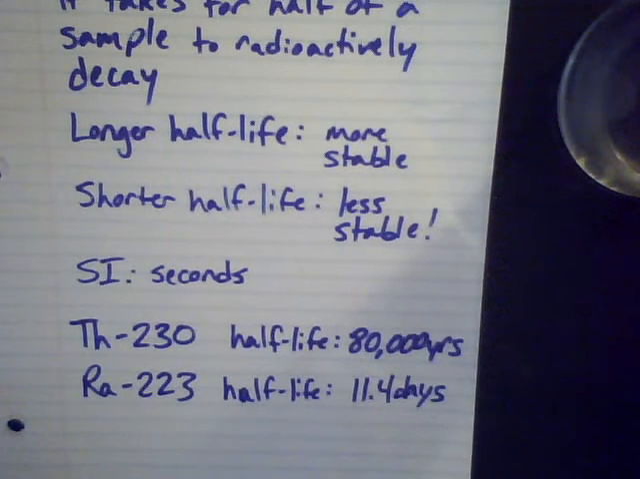Okay, so if you were looking at this information about thorium and radium, you would say, okay, well, this thorium has a greater half-life, that means it's more stable, it takes more time for it to radioactively decay, whereas our radium-223 is much faster in that regard.